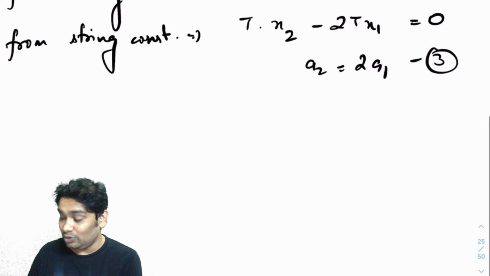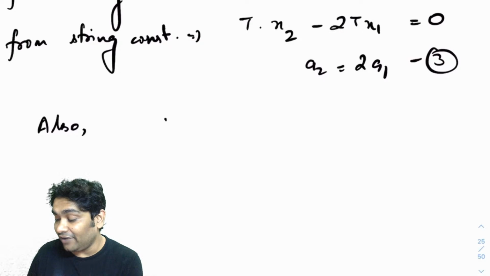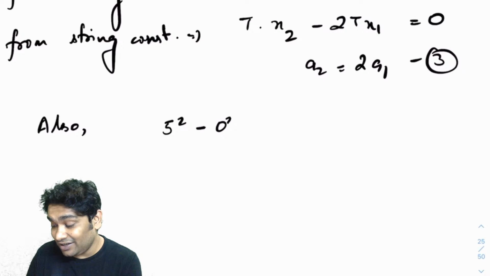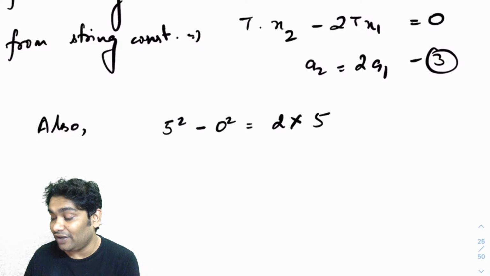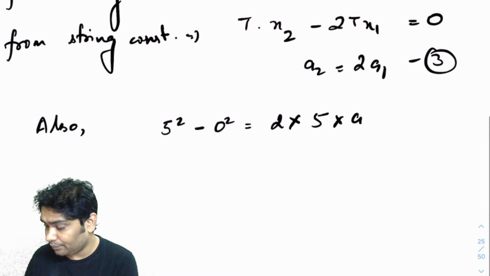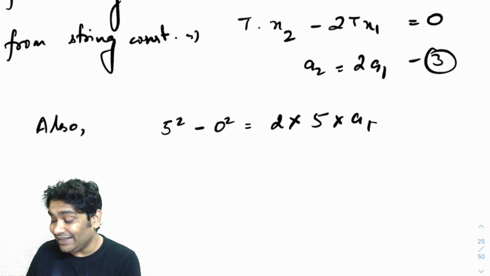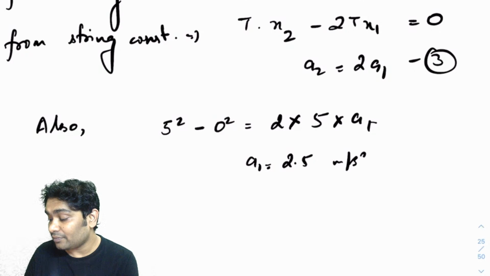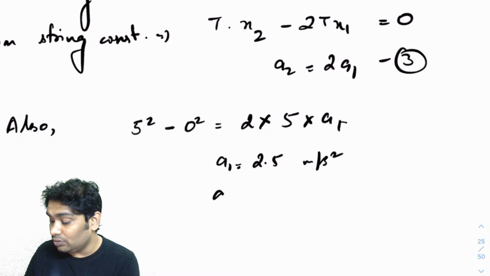So also I know 5 square. So 5 square minus 0 square equals 2 into 5 into a1. Okay, I was calling this a1, right? Yeah. So from here it is very easy. I will get a1 as 2.5. Now which makes a2 as 5 meter per second square.